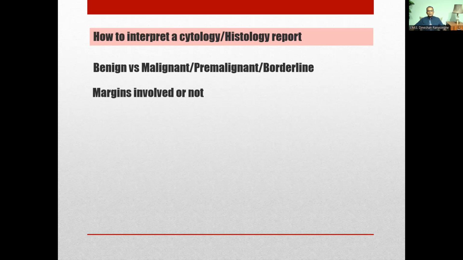And when it comes to margins, which we usually report, it differs depending on the cancer. But if the tumor is very close to the margin, less than 1 millimeter, or maybe 2 millimeters in some instances, we consider this as involved. Since we can't see that clearly, what we will tell is that the tumor tissues are present at the margin. That itself means there's involvement of the margin. Or if the clearance is less than 1 millimeter, it should be considered an involved margin.